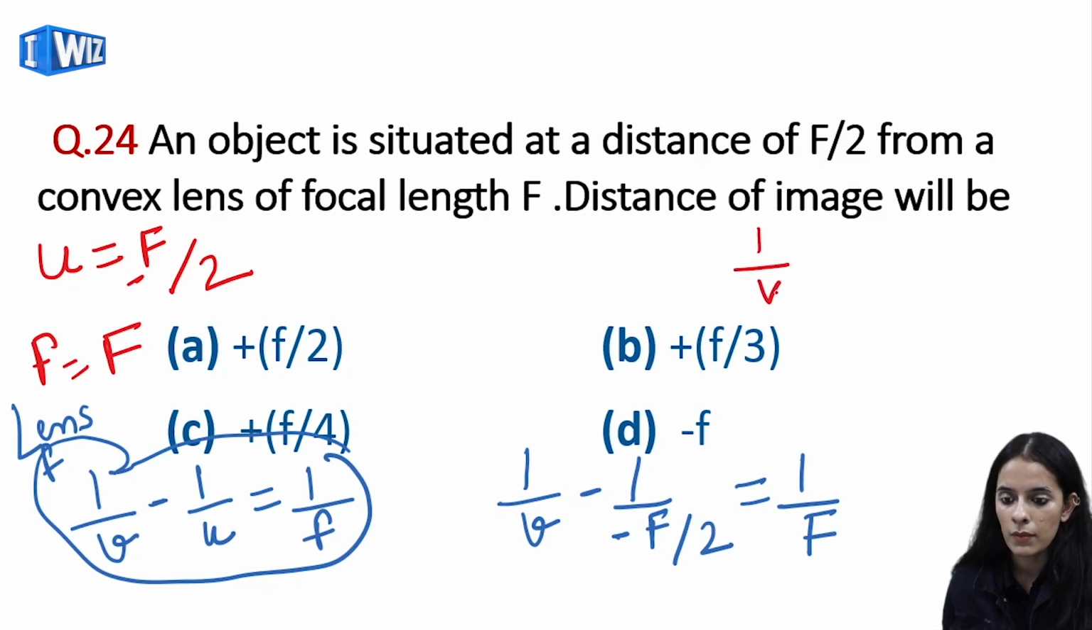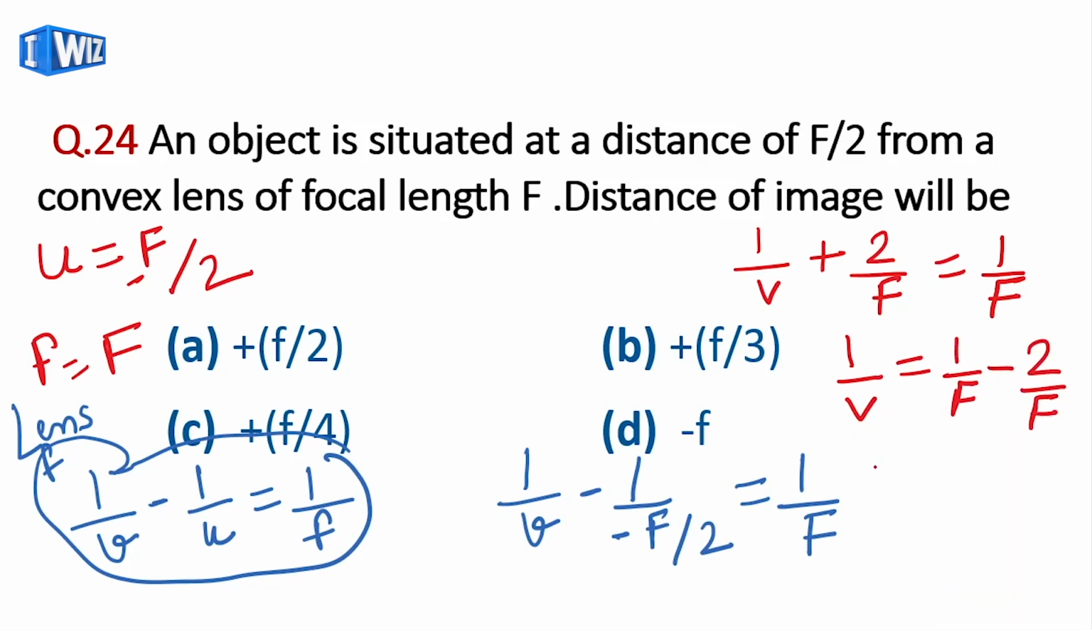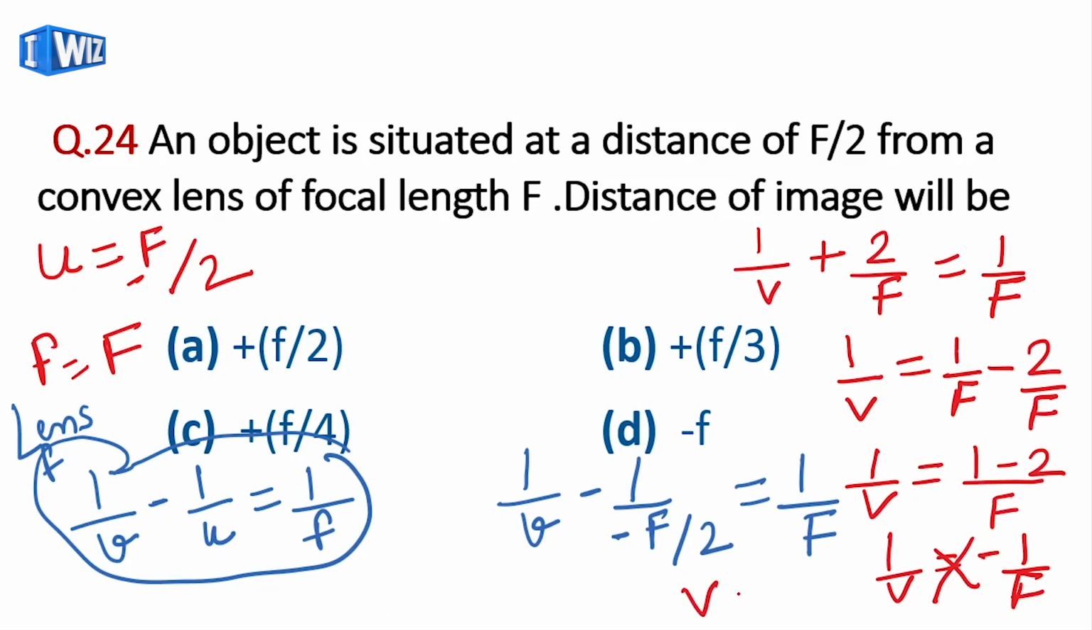1 by v minus minus, plus, and it will go like this: 2 by f is equal to 1 by f. So 1 by v, because you want to find v only, take 2 by f to the right-hand side. 1 by f minus 2 by f. LCM of f and f is again f. 1 minus 2. So 1 by v is how much? Minus 1 over f. When we cross multiply it, v is equal to minus f. So what's the focal length? Minus f. Got it? Next.